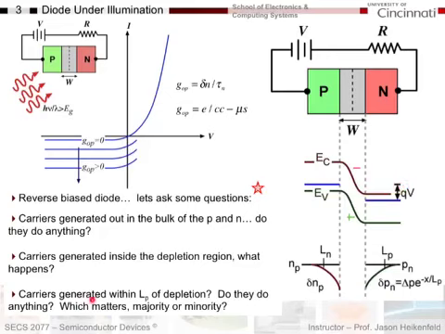Carriers generated within a diffusion length of the depletion region. So within a diffusion length, so this is meaning that if I generate carriers within a diffusion length here or a diffusion length here, will they do anything? Well, remember, when we had a reverse bias PN junction like this, remember all on the P side that our minority carrier electron concentration went to 0?